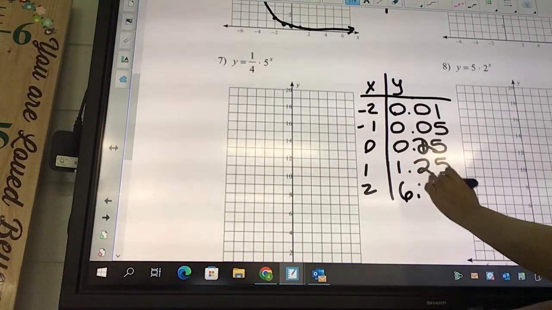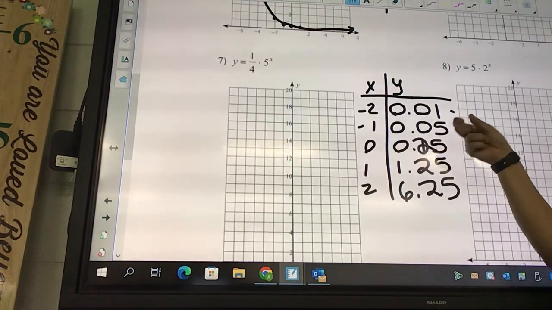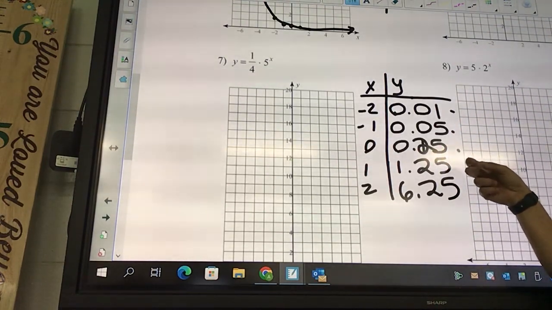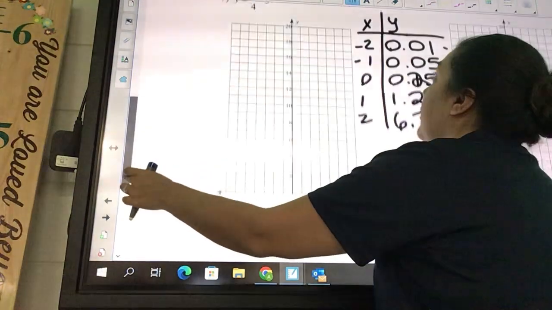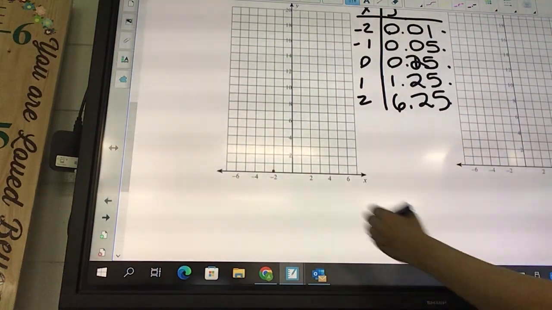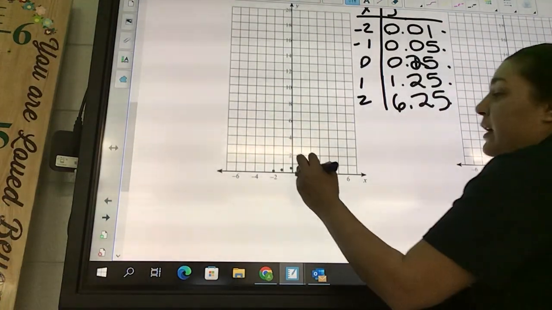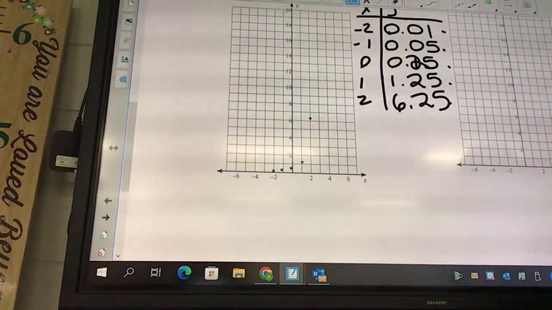6.25. How much money do they have here? 1 cent. How much do they have here? 5 cents. 25 cents. $1.25 and 6.25. Decimals are just like money. So we start off with 1 penny. Is that almost $0? Yeah, dang near, so it should be like there. Then we go up to 5 cents, and then we have 25 cents. Then I have $1.25, and then I have $6.25. So they are increasing, but they're increasing very small.